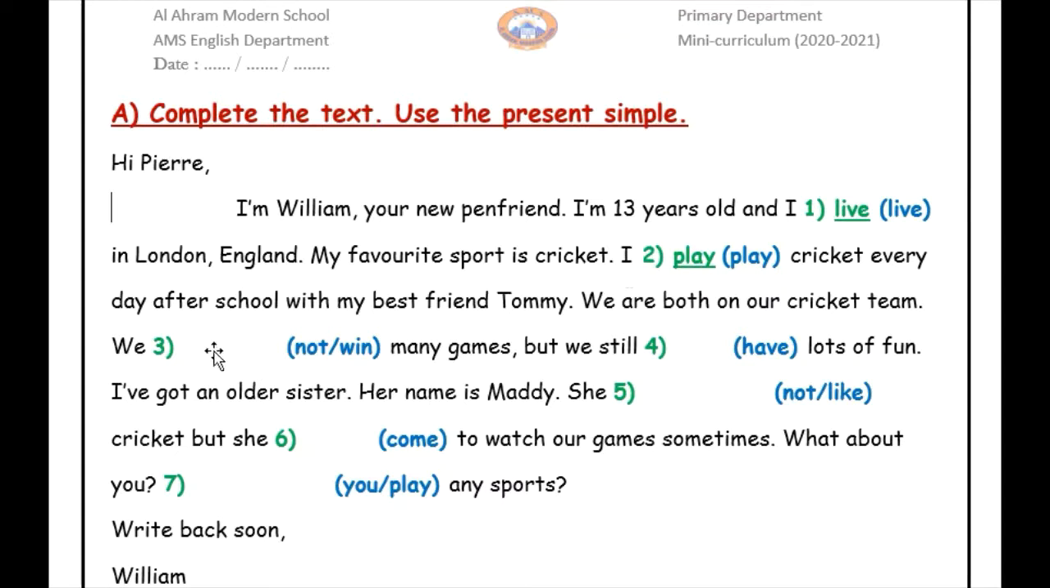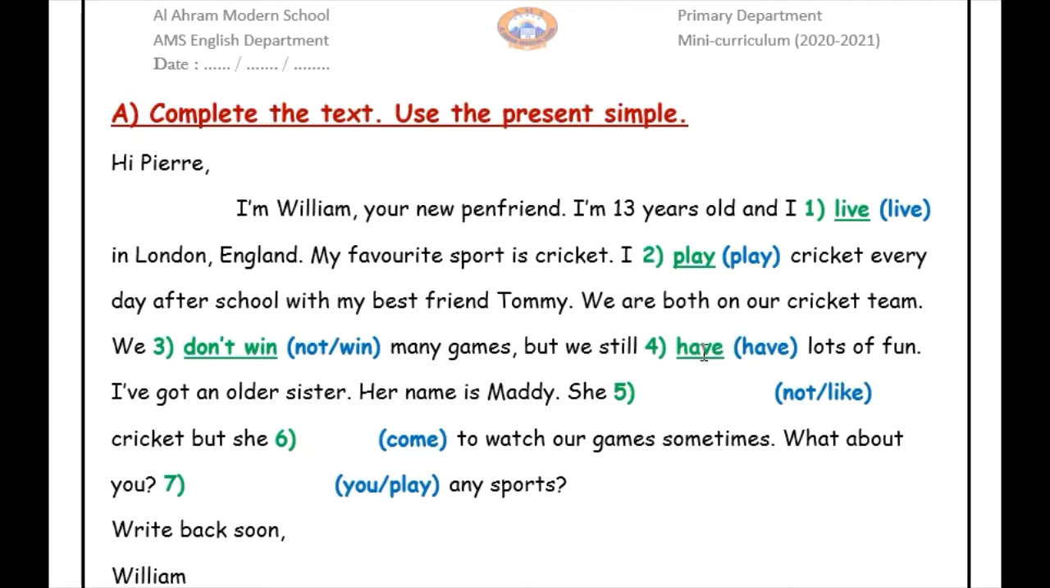We have many games. Pay attention, you have to form a negative sentence. Excellent. We don't win many games, but we still have lots of fun. We still, excellent, have lots of fun.